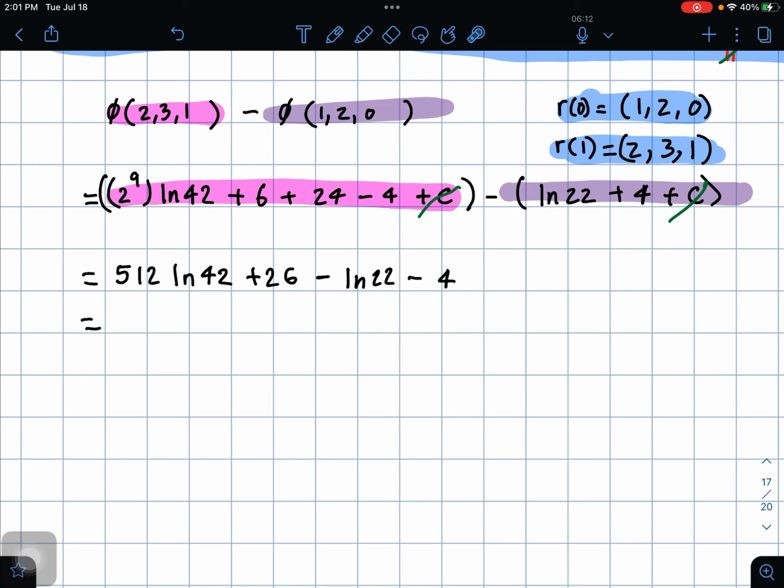And I'm just gonna combine these. The last thing we can do is just combine this and this. So it's 512 ln 42, and then I'm just gonna write it ln 22, and then this and this is gonna end up being 22, right?